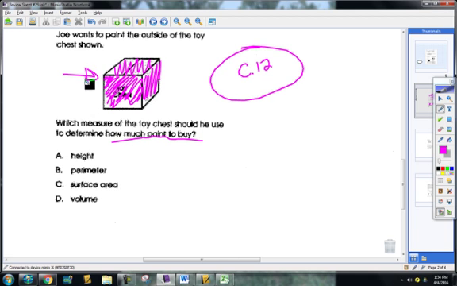He's going to paint this side over here. He's going to paint the underneath. He's going to paint the back. He's going to paint those 6 sides. So I'm going to leave you with that to see if you can figure out which one of these would be represented by painting all the different sides. Okay?